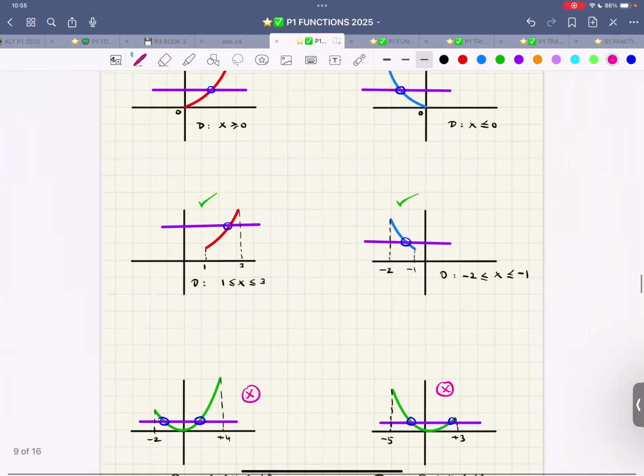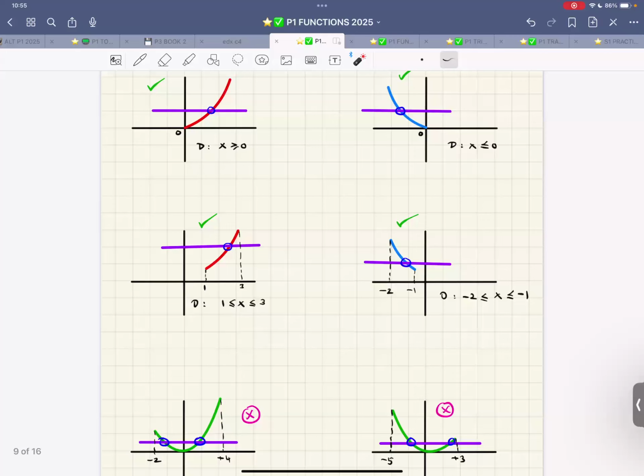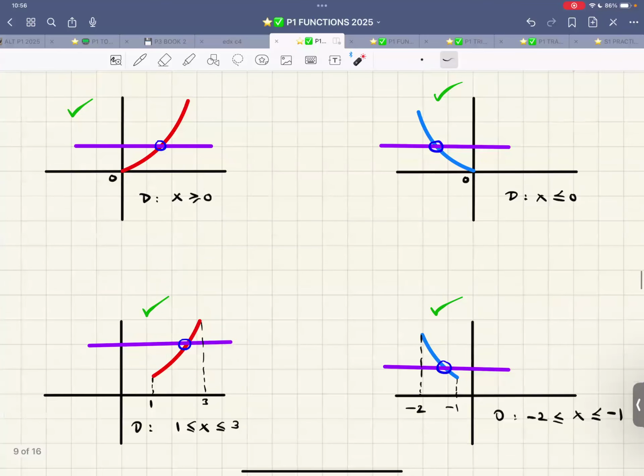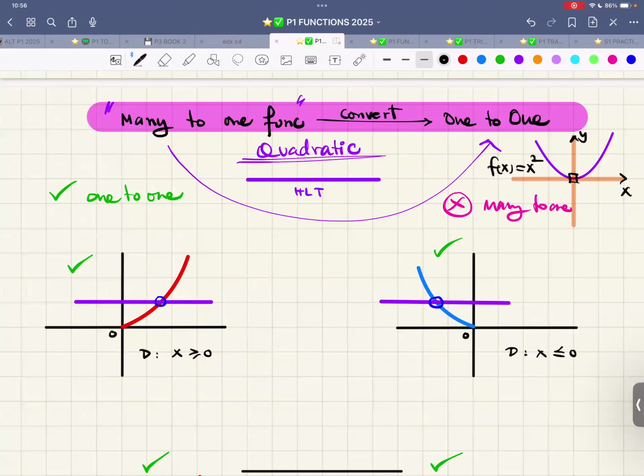The observation over here is, if you start from the turning point and you go right, or start from the turning point and you go left, if you ignore the turning point, go further ahead, go further back, it is one-to-one. But as soon as you cross the turning point and then you rise up, the horizontal line will cut the graph into two. So basically, it's the turning point that makes all the difference.